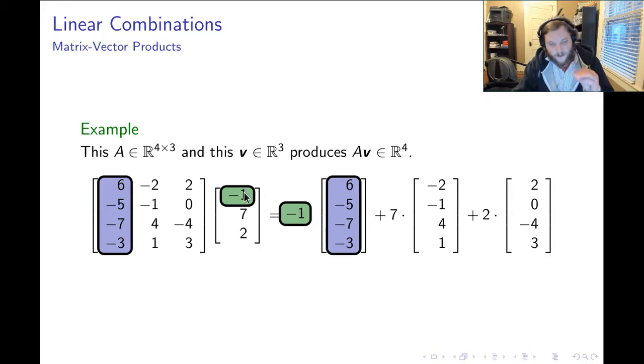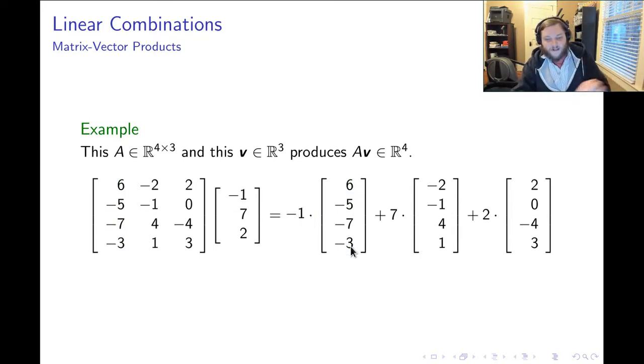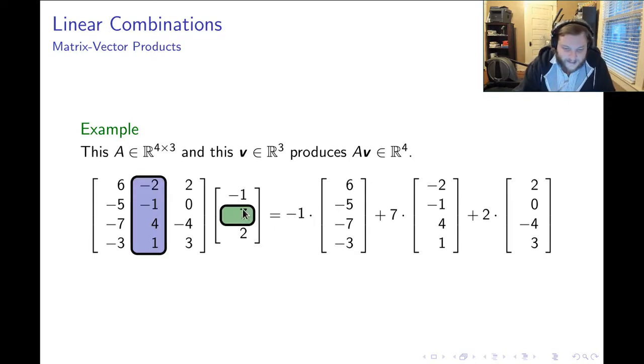So we're going to take -1, which is the first coordinate of the vector, and multiply by the first column of our matrix, which is 6, -5, -7, -3. Good. So that's the first expression in the equation, but there's two others. In the next term in our sum here, we're looking at the second scalar inside of the vector we're multiplying by, and using that to scale the second column of our matrix. So the second term in this sum is 7 multiplied by the vector -2, -1, 4, 1.